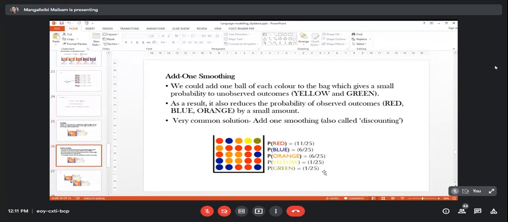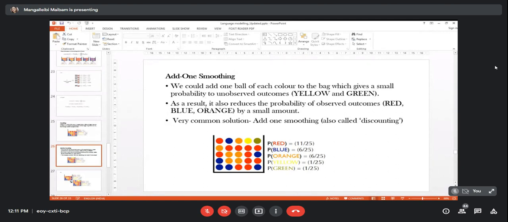So this technique is known as add one smoothing. At add one smoothing, we are adding one ball for each color in the back. Okay, so we have added one ball for each color in the back, so that we won't be getting a zero probability value.